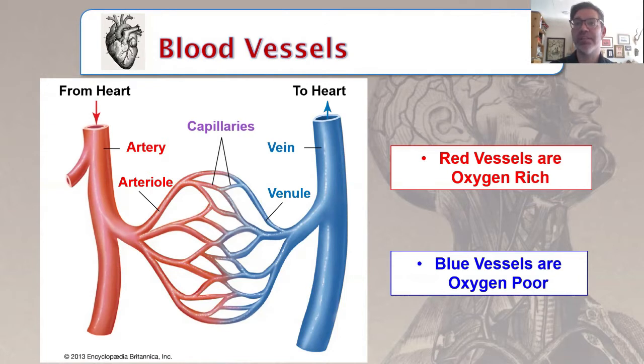Arteries lead to smaller vessels called arterioles, which lead to tiny blood vessels called capillaries. Capillaries meet cells and are the sites of material exchange. The capillaries lead to venules, and the venules lead to veins.